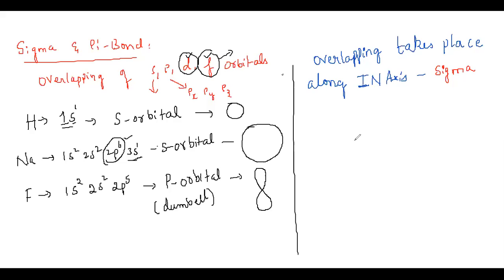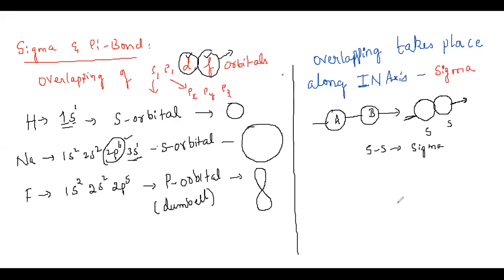When I am saying along the internuclear axis, as I told in the last example, when I took two bonded atoms, you can observe here the overlapping is taking place along the axis. This is one orbital and this is another orbital. This is also an s orbital and this is also an s orbital. So when s and s overlapping takes place, it will form sigma. Are you able to understand this?